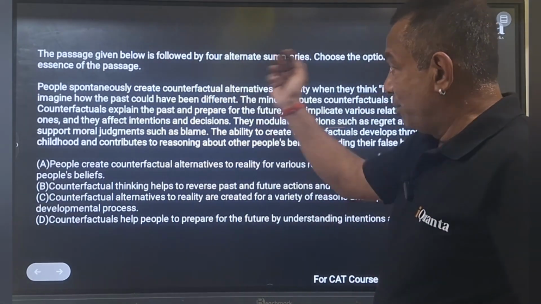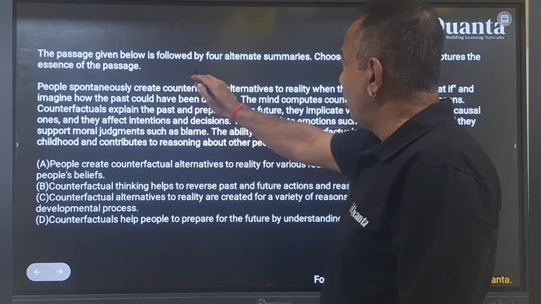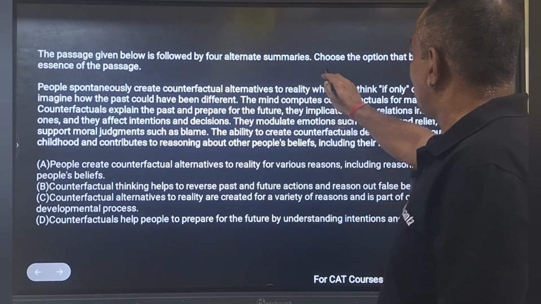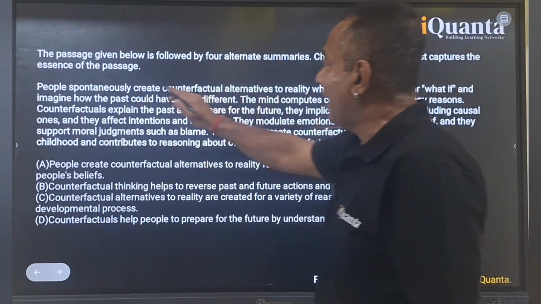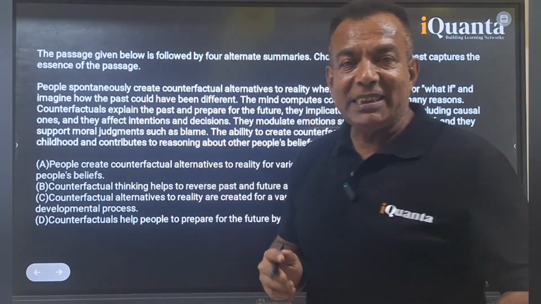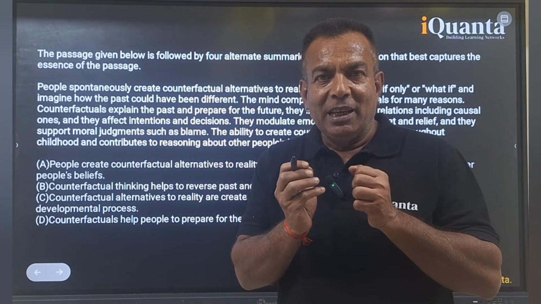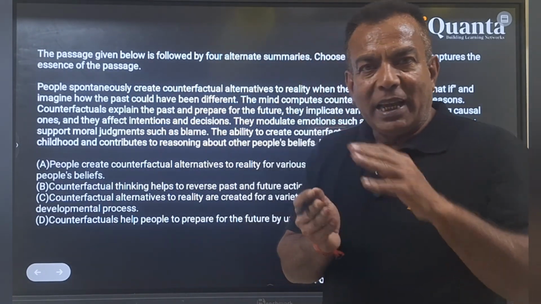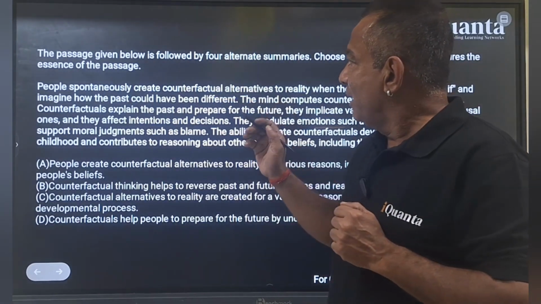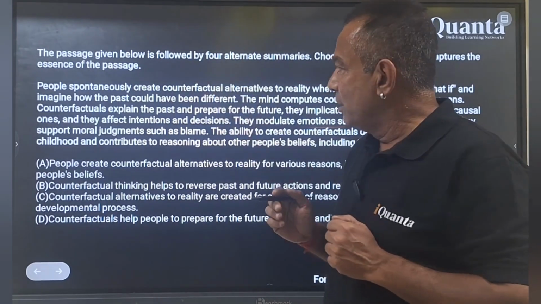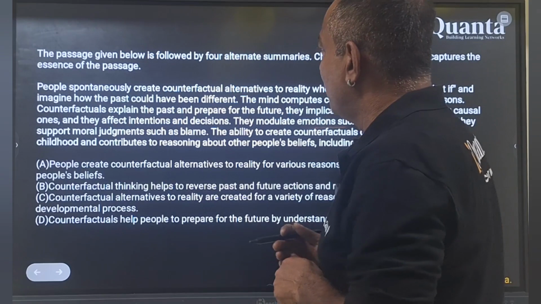So let's begin. I'll read the instruction. The passage given below is followed by 4 alternative summaries. Choose the option that best captures the essence of the passage. Essence, crux, nichod, something that you can write in short and that will explain the passage. So basically, we have to find the essence. Now, let's go on with the paragraph.